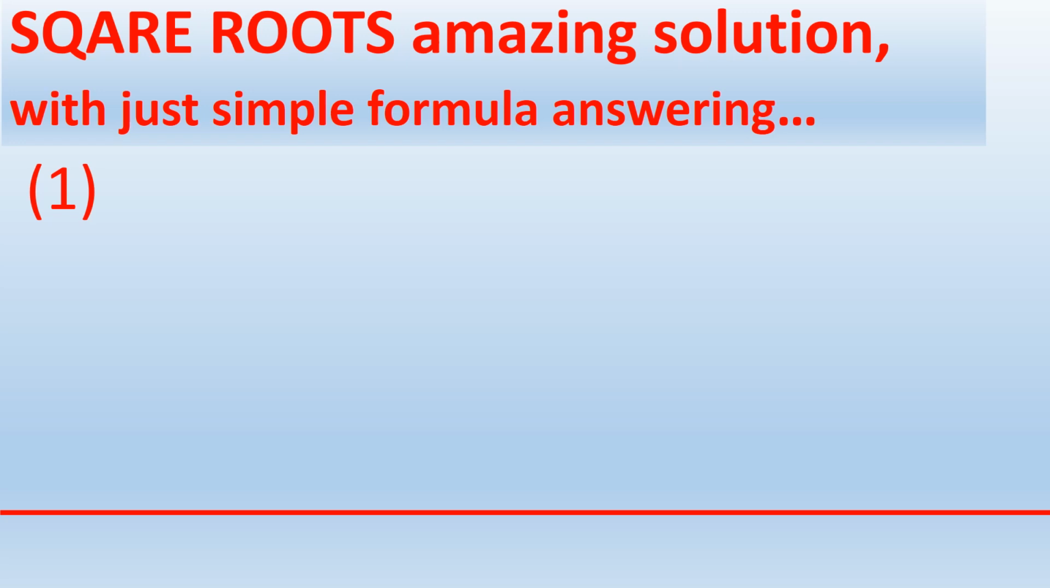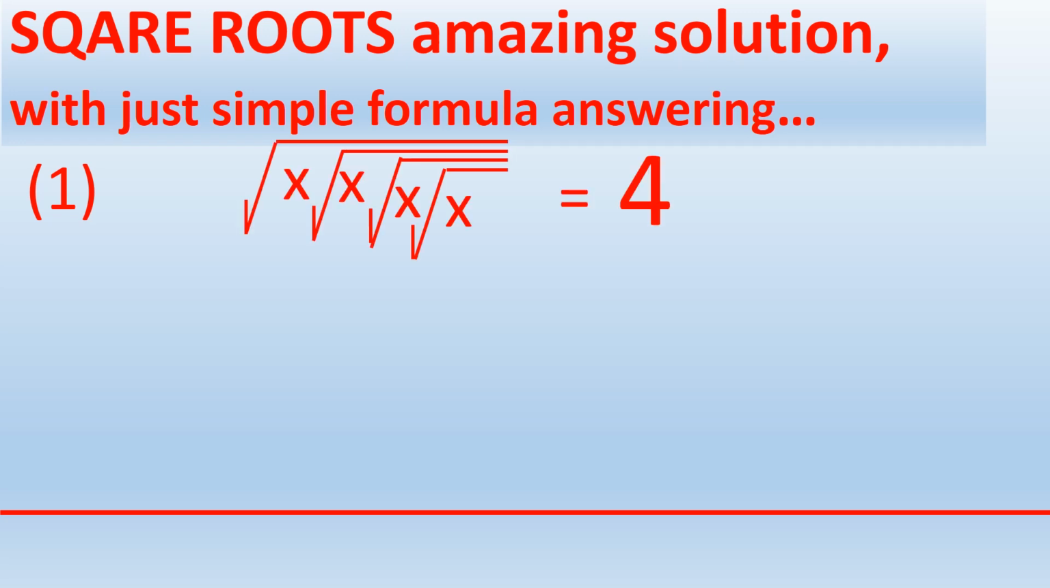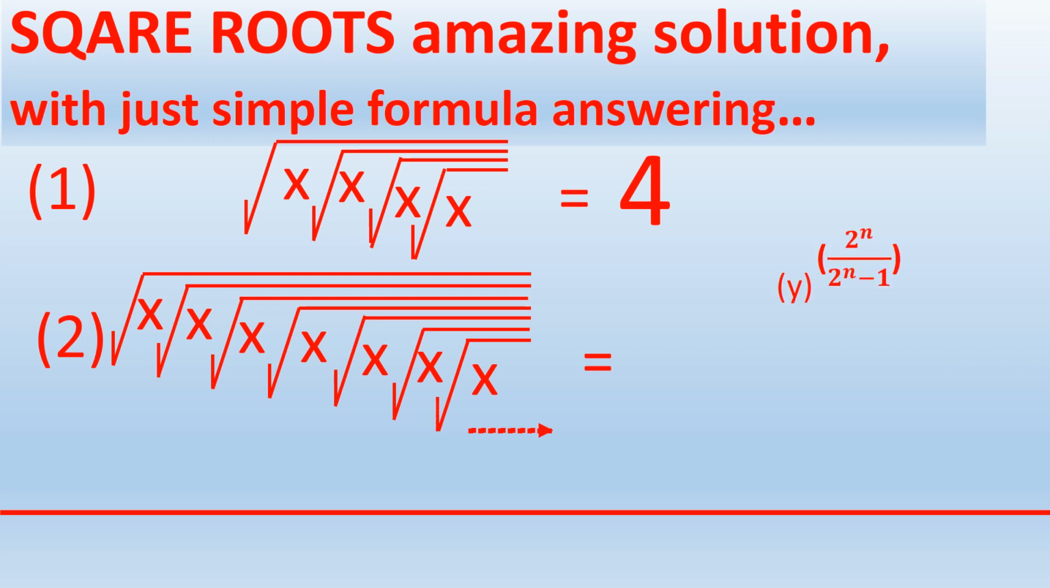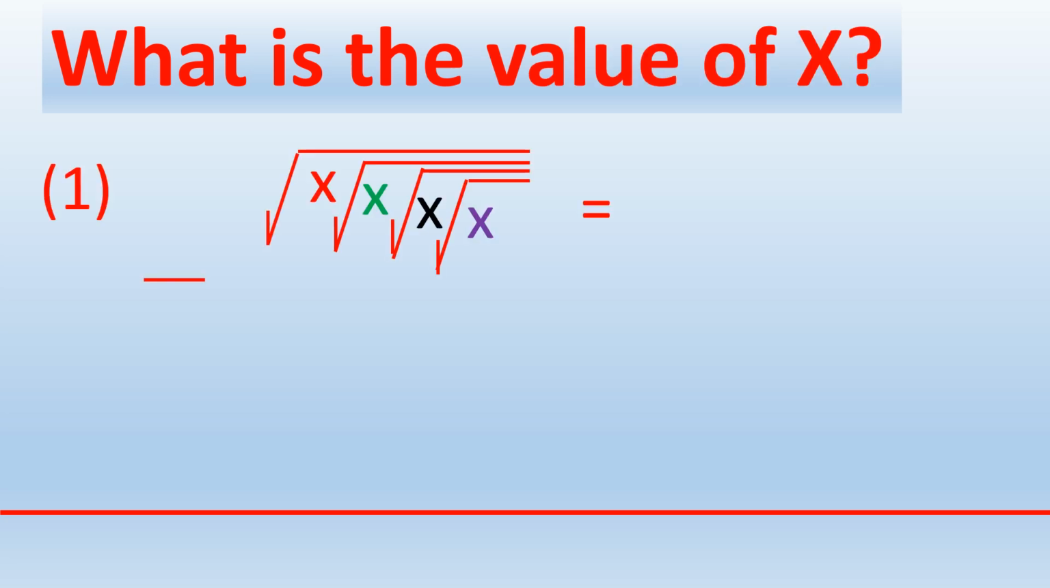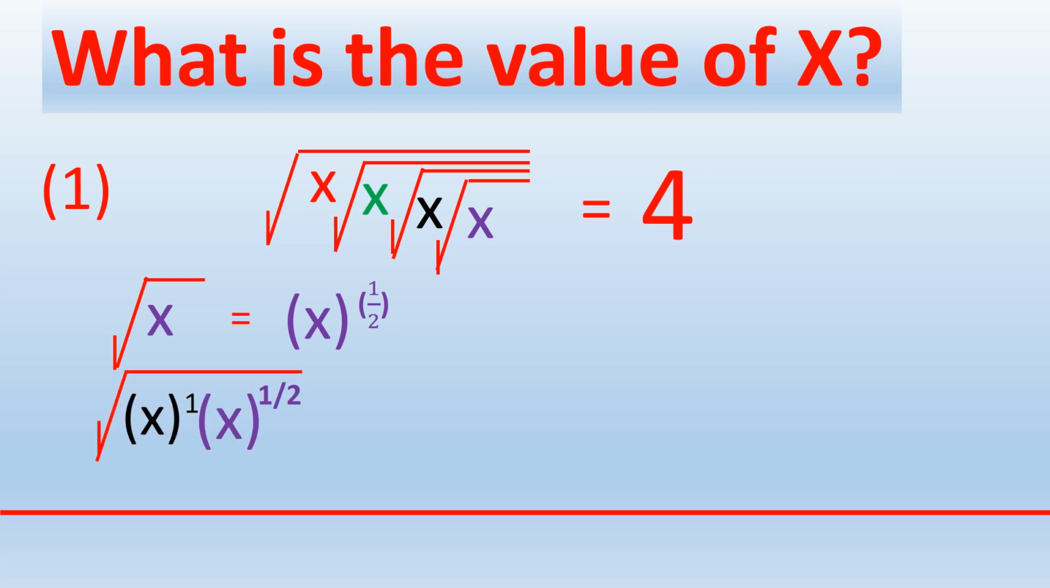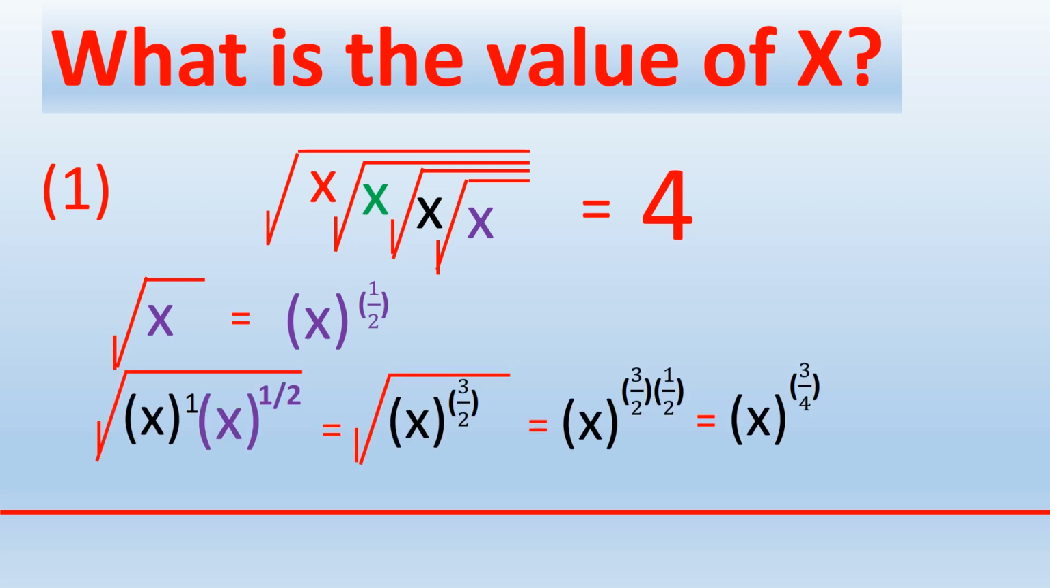Here is a square root, an amazing solution with just a simple formula to find y. Now, what is the value of x? In this equation, we see that we've got so many squares. Here we see 1, 2, 3, 4 squares, and x is underneath it.